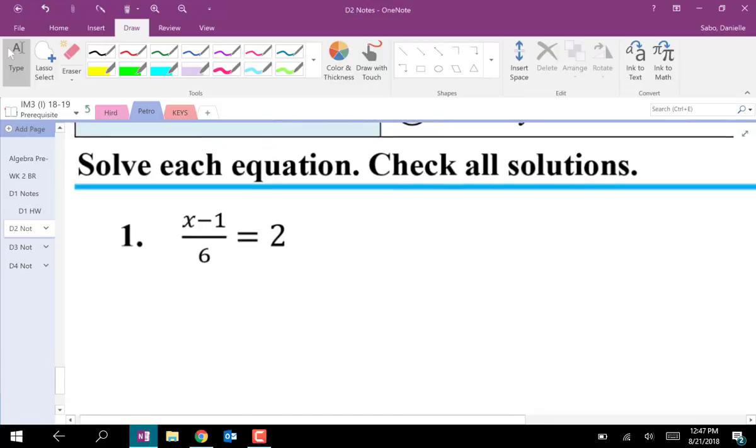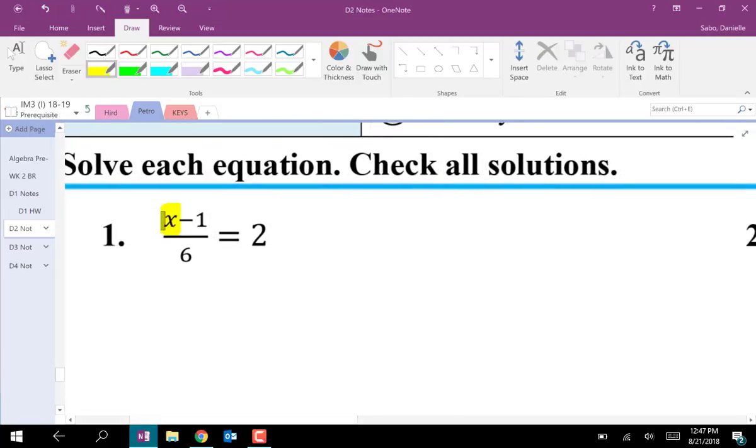Okay, so let's look at this one. I'm going to locate the variable. It's right here. It's on the left side of the equation. Now again, this one's a little bit weird because when you read it, it goes x minus 1 divided by 6, because the whole thing is dividing by 6. What am I going to do to get rid of it? Multiply by 6 to both sides of the equation.